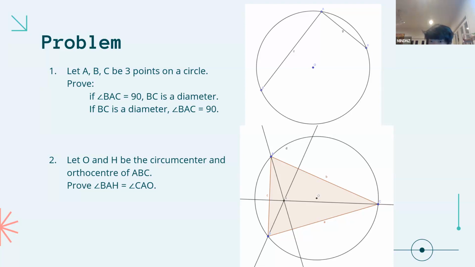By the way, problem 1 has 2 parts. The first one is if it's 90, then it's a diameter. The second part is if it's a diameter, then it's 90.